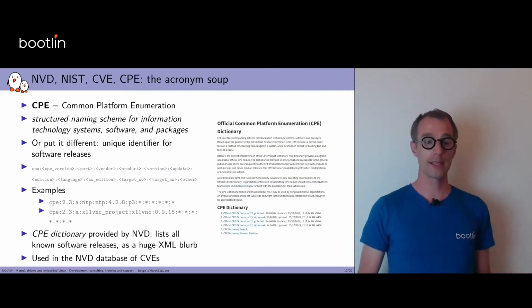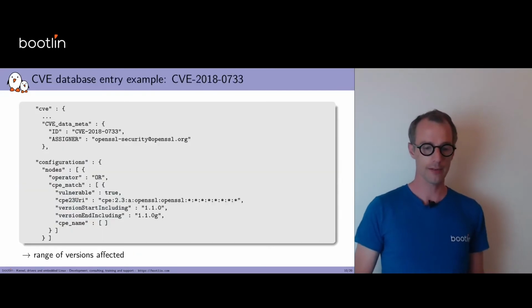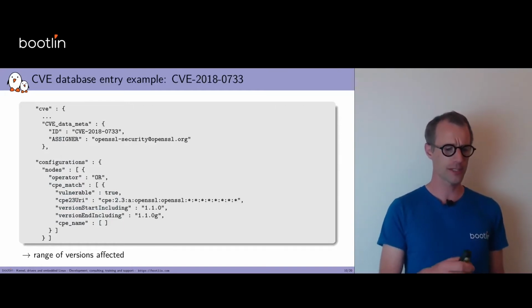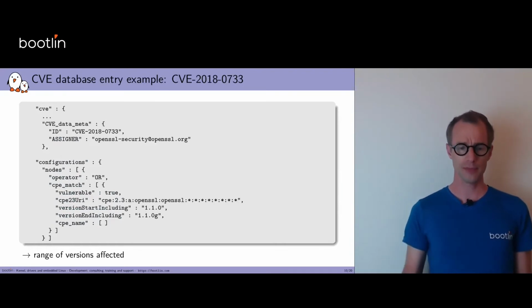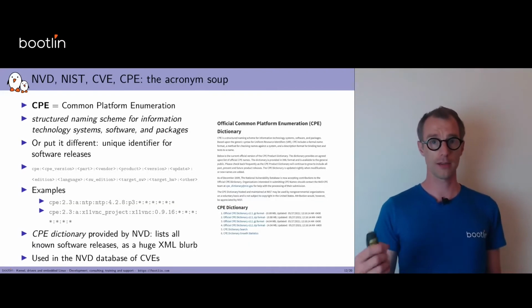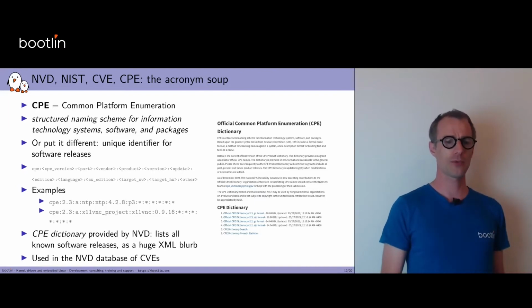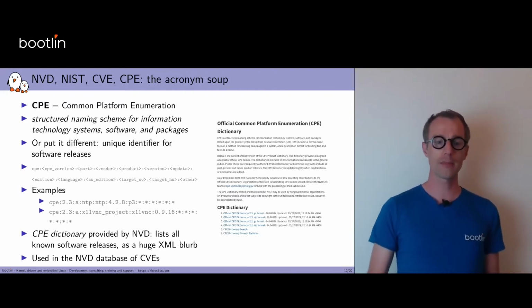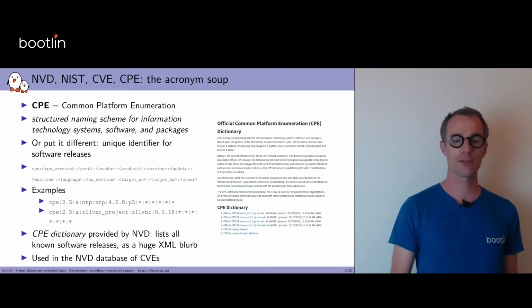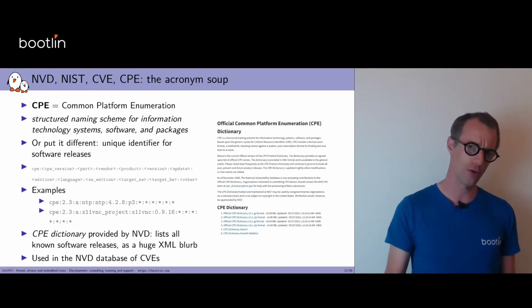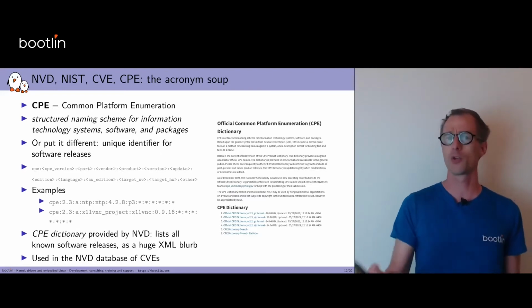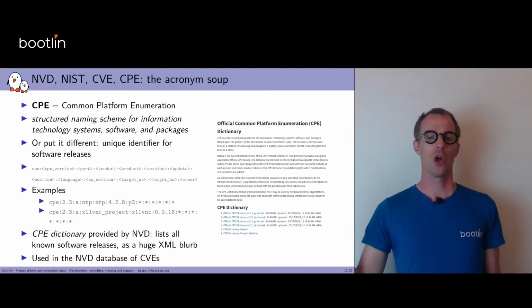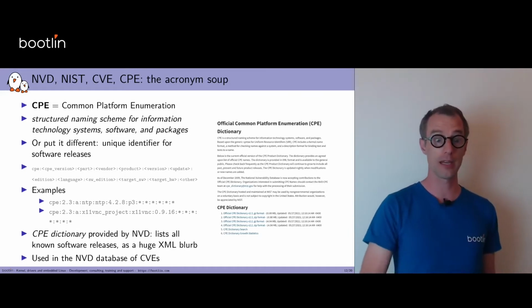The next topic is CPE, because if we scroll back a little bit, we can see that the reference to the software package is made using something called the CPE 2.3 URI. So this concept of CPE is also introduced in this NVD database. CPE stands for Common Platform Enumeration, and Wikipedia tells us it's a structured naming scheme for information technology systems, software, and packages. So if you put that in more regular speech, it's basically a unique identifier for software releases. Every software package that produces releases will be identified by a unique CPE identifier.